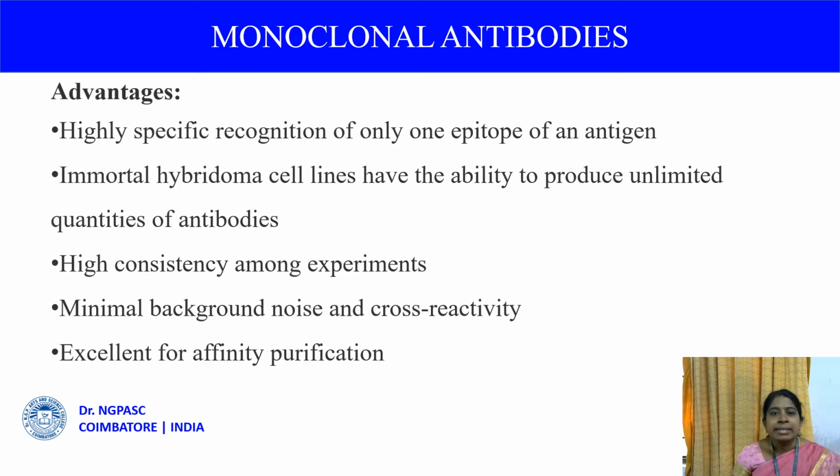Next, what are the advantages of monoclonal antibodies? They have highly specific recognition of only one epitope of an antigen. Immortal hybridoma cell lines have the ability to produce unlimited quantities of antibodies. There is high consistency among experiments, minimal background noise and cross reactivity, and they are excellent for affinity purification.